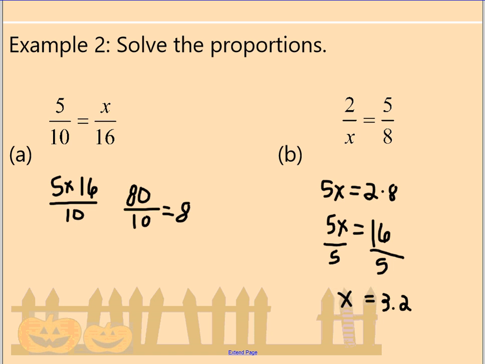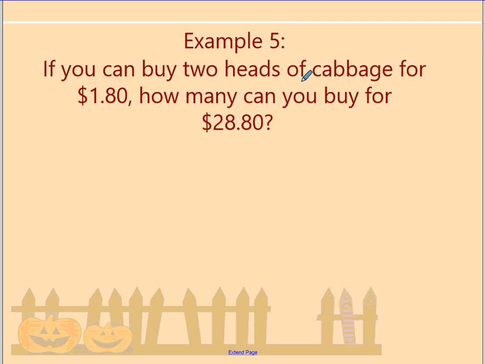Okay. All right, so let's apply this cross product idea with a word problem. So it says if you can buy 2 heads of cabbage for $1.80, how many can you buy for $28.80? So I'm going to set up a proportion. So I have 2 heads of cabbage that cost $1.80. And I want to know how many heads of cabbage I can buy, so my unknown, for $28.80.